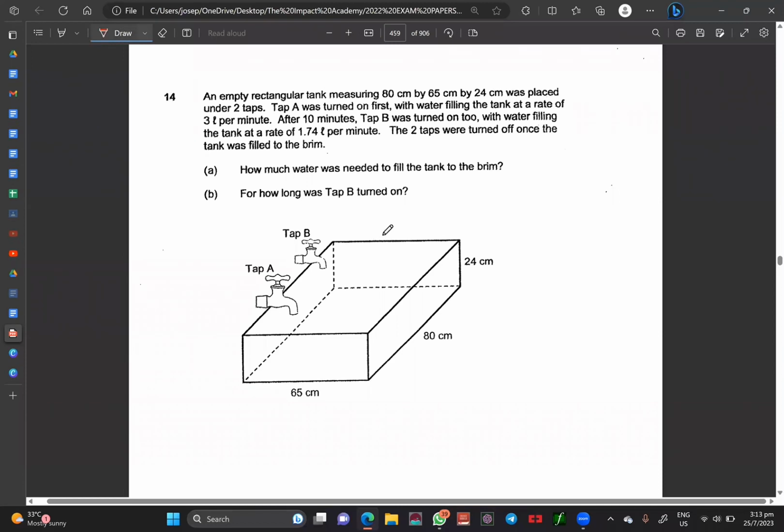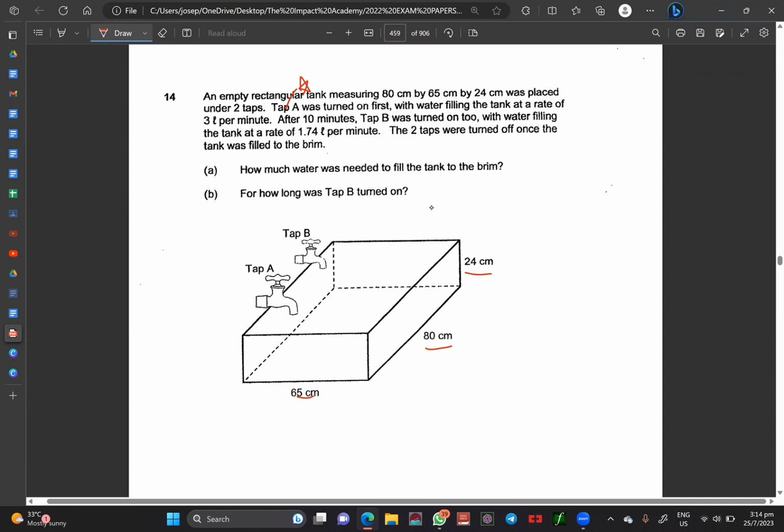As you can see over here, it says that this is an empty rectangular tank measuring 80 by 65 by 24. These are all information that I'm pretty sure you know what to do with. Tap A was turned on first. Very important information, right? It means that I did not turn on tap B when tap A was turned on.